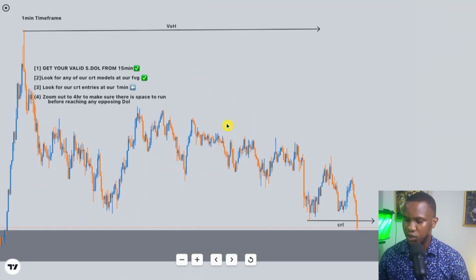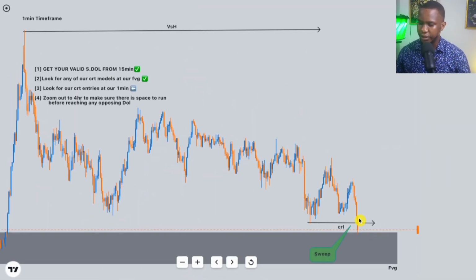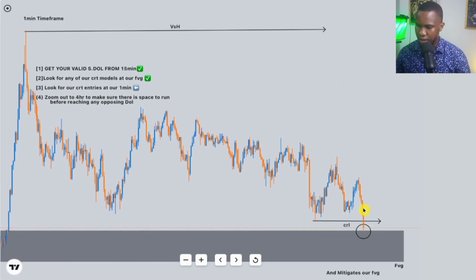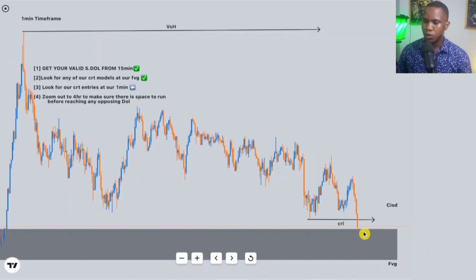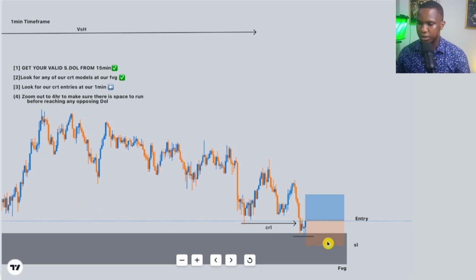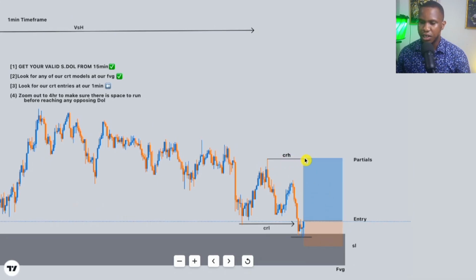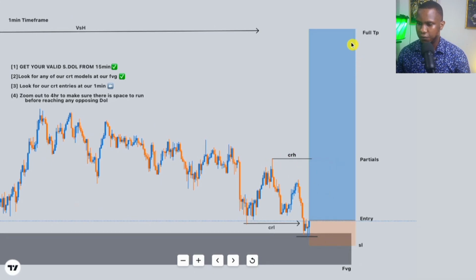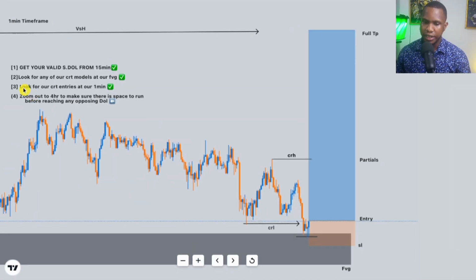Next is look for our CRT entry at our 1 minute time frame. So I'll move to the 1 minute time frame right here. Can you see this is our sweep right here that mitigated our fair value gap from the 15 minutes time frame. So I'll wait for a change in state of delivery for me to buy. I got it right here. I'll make my entry, my stop loss below these lows. This candle range high will be my partials, and my full take profit will be this value structure high in the market. I'll go ahead and check it.